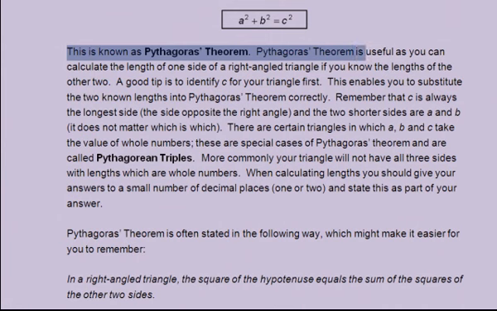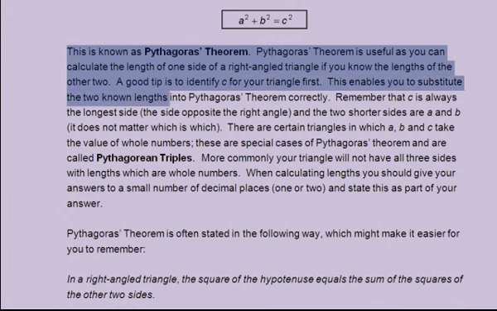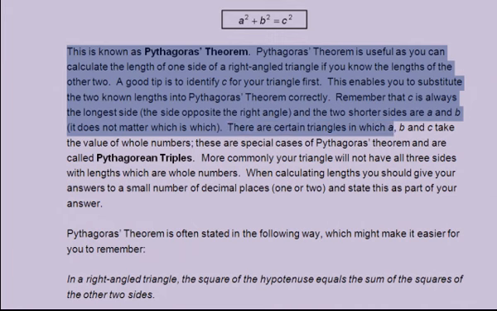Pythagoras' theorem is useful as you can calculate the length of one side of a right-angled triangle if you know the lengths of the other two. A good tip is to identify c for your triangle first. This enables you to substitute the two known lengths into Pythagoras' theorem correctly. Remember that c is always the longest side, the side opposite the right angle, and the two shorter sides are a and b. It does not matter which is which. There are certain triangles in which a, b and c take the value of whole numbers. These are special cases of Pythagoras' theorem and are called Pythagorean triples.